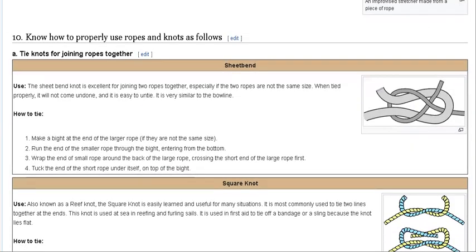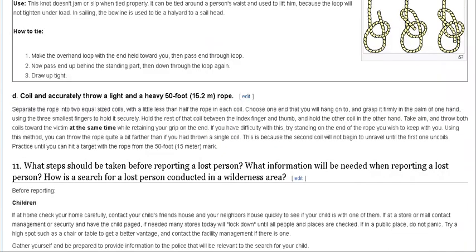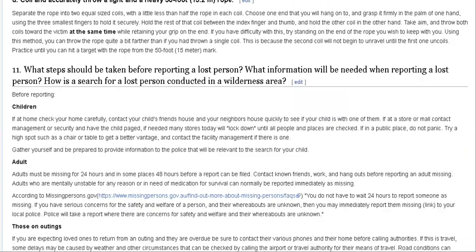So next, know how to properly use ropes and tie the following knots. Okay, so I taught you guys the sheet bend and the square knot and the surgeon's knot and the sheepshank and bowline. So you should know these knots.